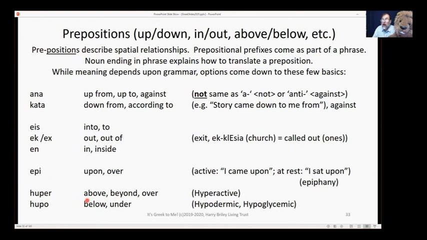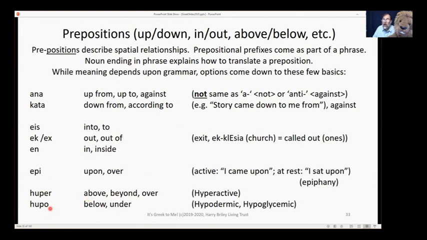So if I'm hyperactive, that means I'm more than just active. I've gone way beyond. So that has a sense of beyondness or going overboard about something.